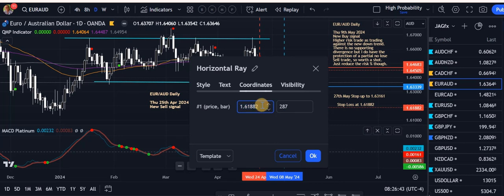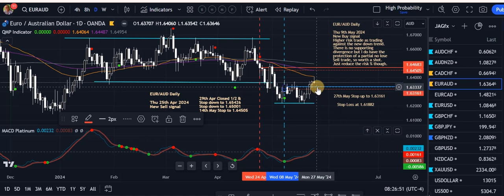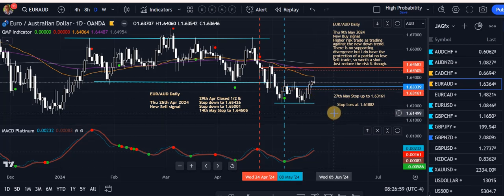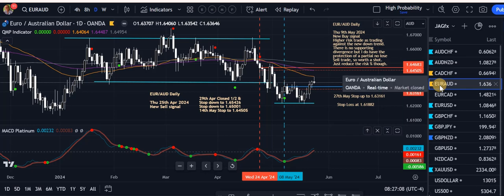So there's the original stop. And so 163.161, all right? So I'm going to move it up there. So that's where I'm putting the stop. I'm tightening it right up. So if it does roll over to the downside, it's only a very small loss. I've reduced my risk by about 90% there on this trade. So that's what happened on Monday. Stop up to 163.161, the Euro Aussie buy.